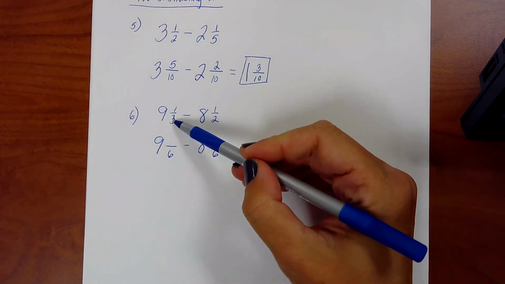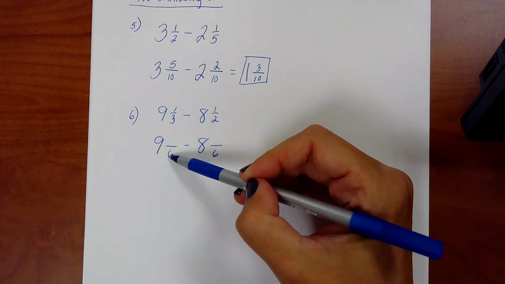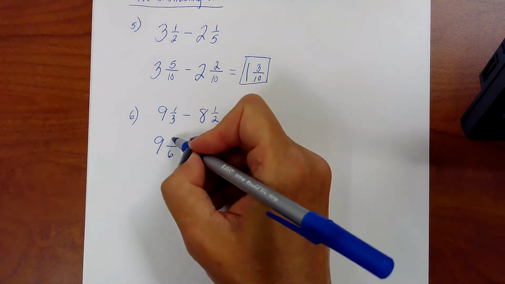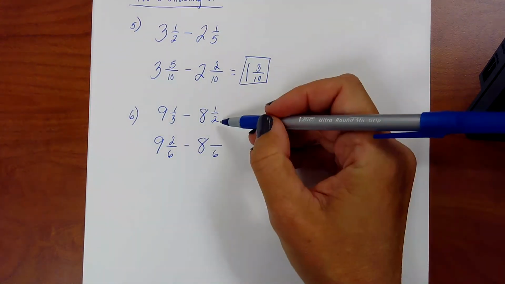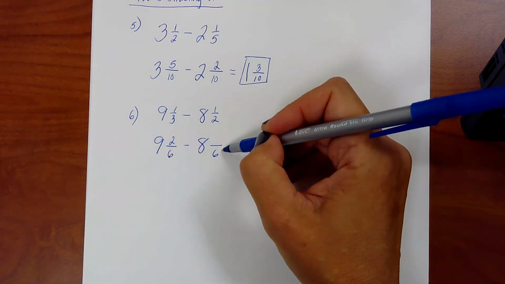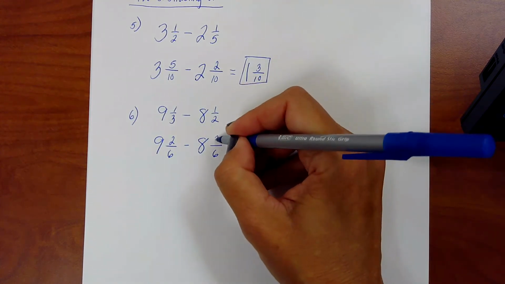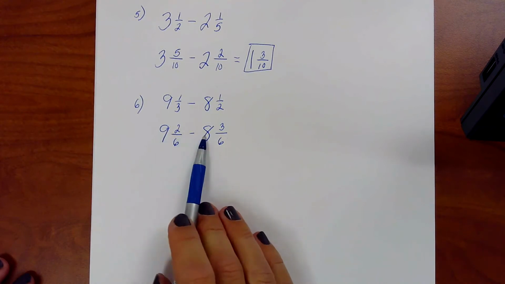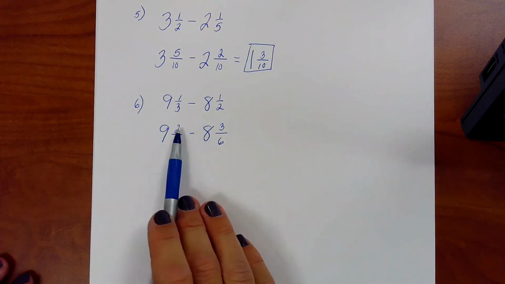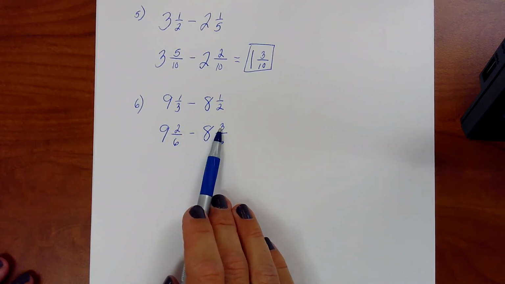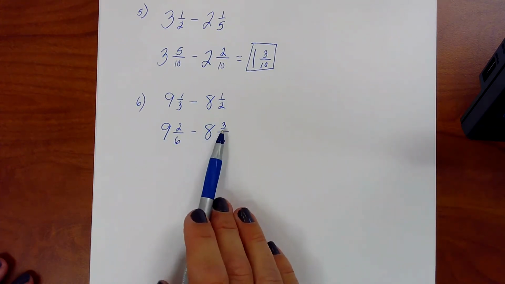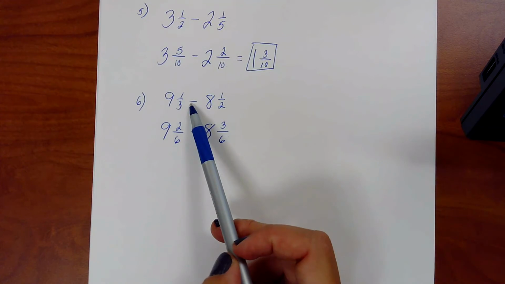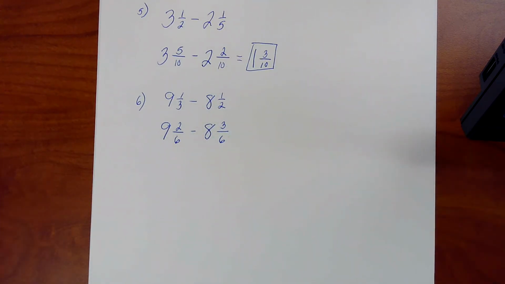Now 3 times what gives me 6? 2. So 1 times 2, that's a 2. Over here, different, 2 times 3 gives me 6, so this is a 3. Now, step back here. Look at what's going to happen. The 9 minus 8 we can do. The 2 minus 3 is not good. That's going to give us a negative, but it shouldn't, because look at our problem. It's 9 and some stuff minus 8 and some stuff. That should leave a positive amount.